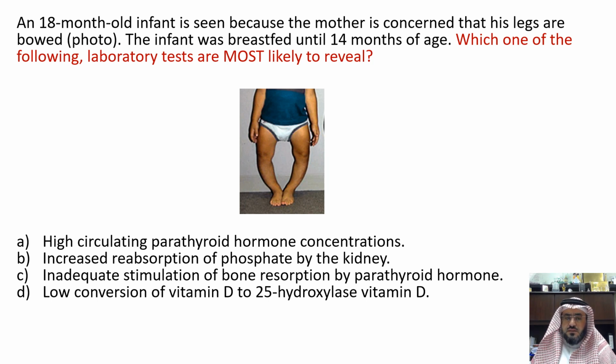So in nutritional rickets, which one of the following is true? You could find high circulating parathyroid hormone concentration, increased reabsorption of phosphate by the kidney, inadequate stimulation of bone resorption by parathyroid hormone, low conversion of vitamin D to 1,25. The best answer is A. In nutritional rickets, one of the biochemical anomalies is high parathyroid hormone, what is called secondary hyperparathyroidism.